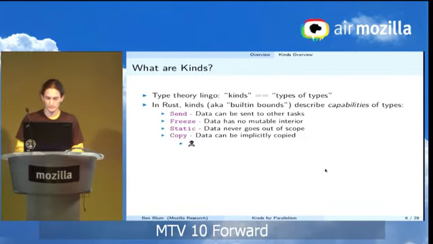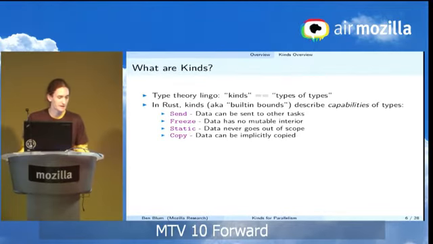So in Rust, we don't exactly have kinds in the strictest sense of the type theory interpretation. So if there are type theorists out there, please don't get mad at me for using a bunch of terms willy-nilly. But in Rust, we have these things which we call kinds, which describe capabilities of types. And they are sort of built-in language items that the compiler knows about internally. And they are as follows.